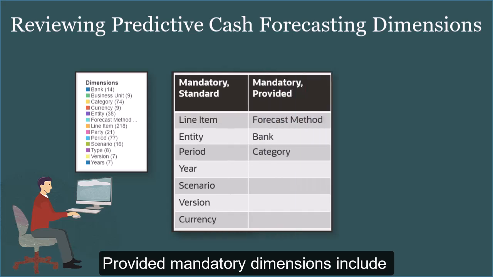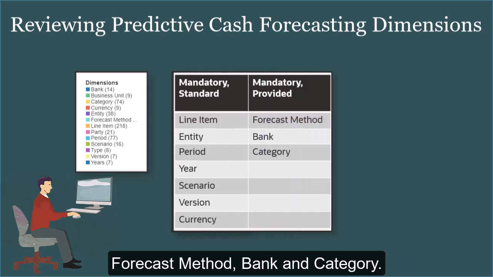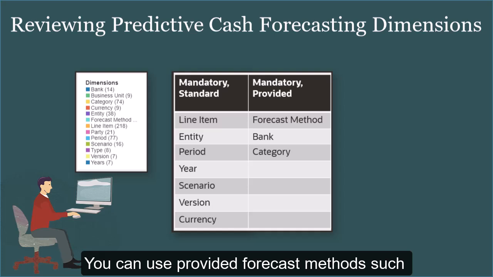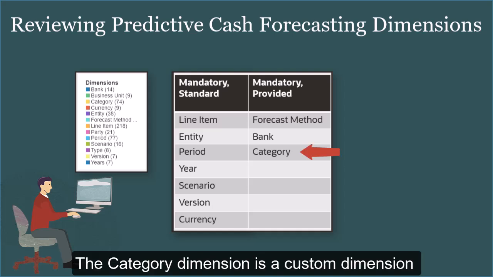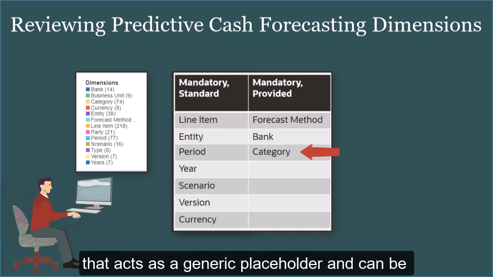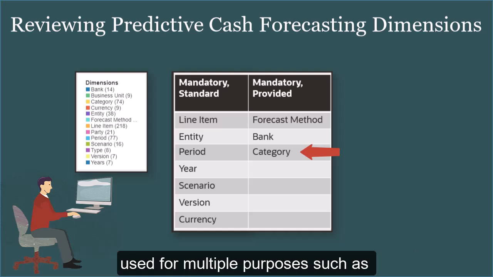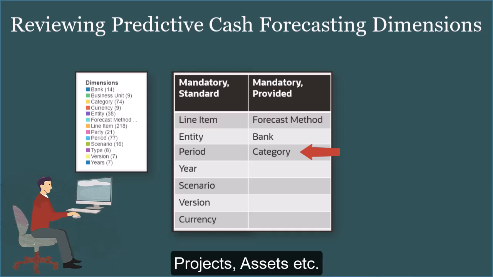Provided mandatory dimensions include forecast method, bank, and category. You can use provided forecast methods such as smart driver, driver trend, and prediction. The category dimension is a custom dimension that acts as a generic placeholder and can be used for multiple purposes such as projects, assets, etc.